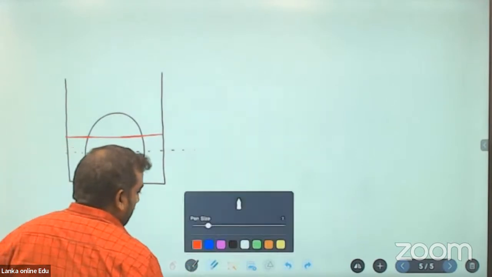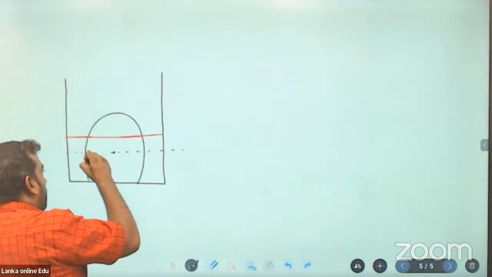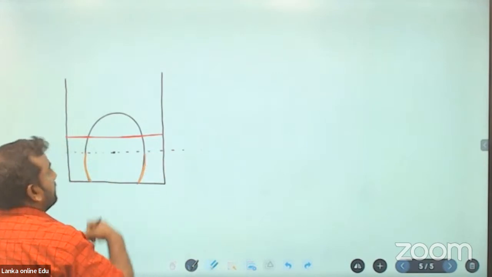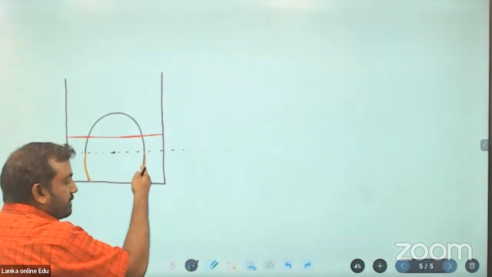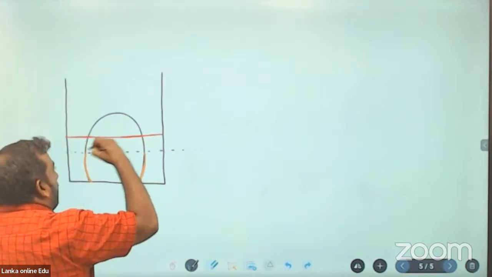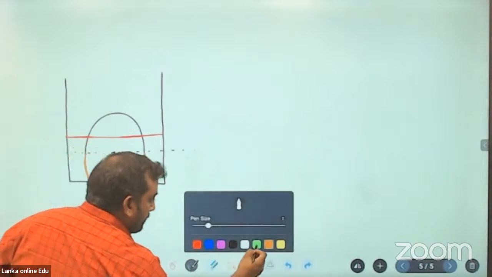Now look at this carefully. Bottom curved part is here. Has the force increased? Yes. Force has increased. But now this part is curved in the opposite direction.